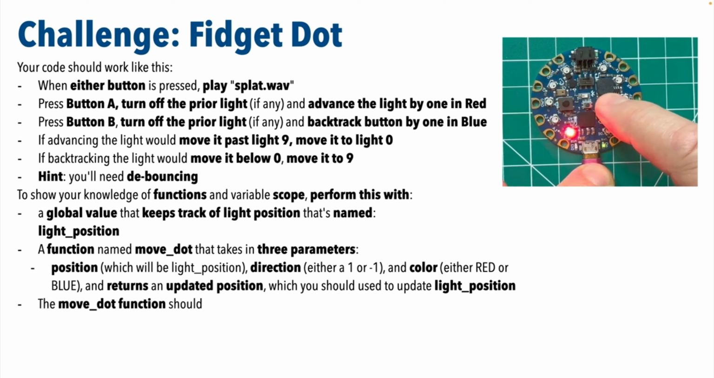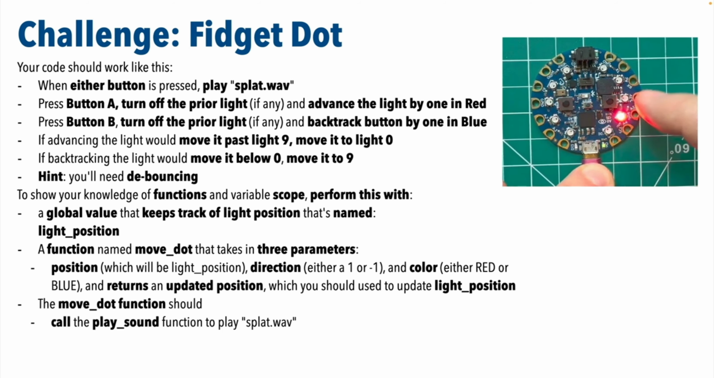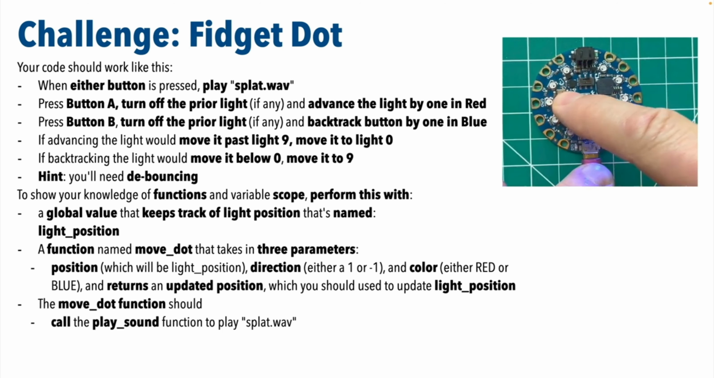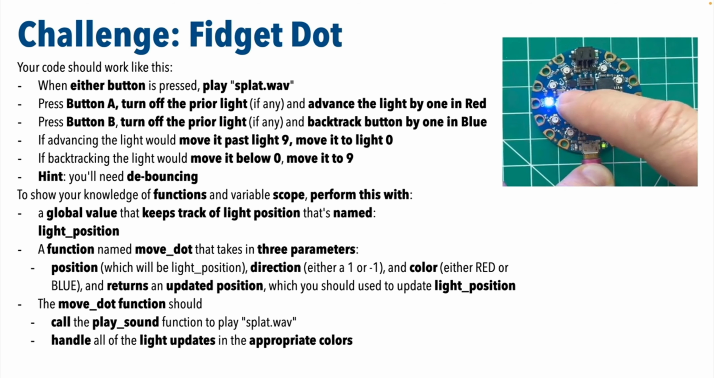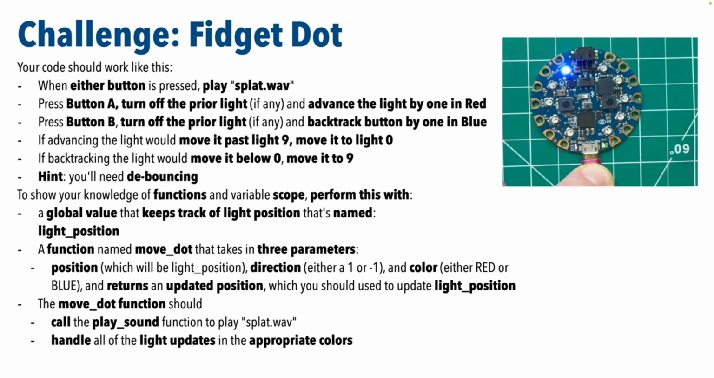Now this move_dot function should call the play_sound function to play the splat.wav, and it should handle all the light updates in the appropriate colors. When you're done, save as fidget-dot.py, and we'll compare answers in the next lesson. Now this is a big challenge. Feel free to go back and look at past code or review earlier lessons if you need to. Don't get discouraged by a big challenge. This is the way to ensure that you're learning, but I know you have what it takes.